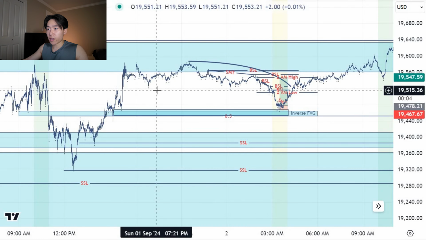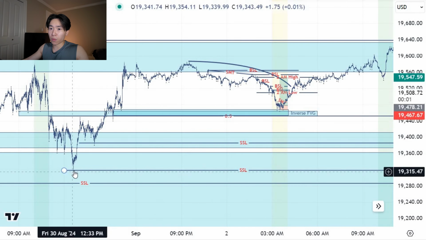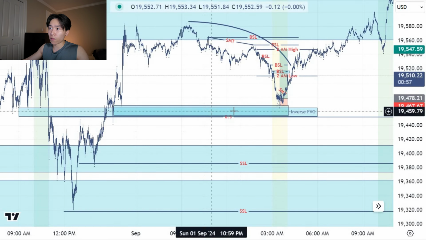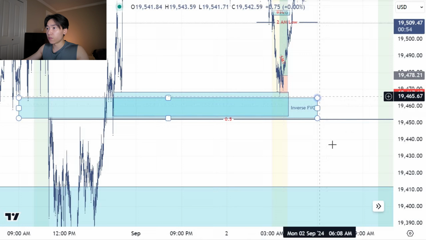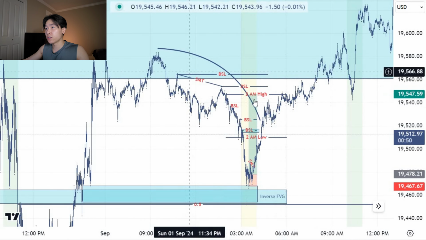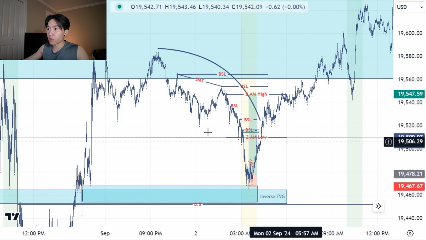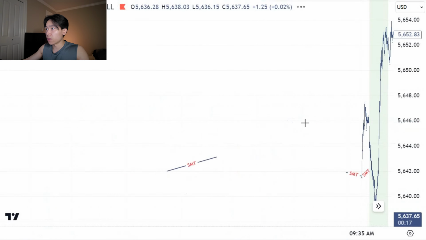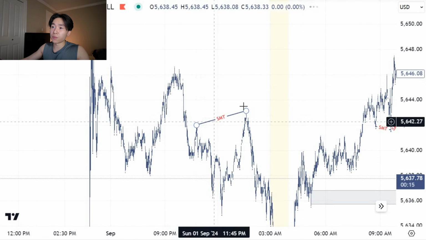Alright, so we're on the 1 minute time frame. I drew a Fibonacci from the bottom right here to the top. That's how we get this equilibrium area, which is the 0.5. Here we have an order block and an inverse fair value gap. So at this point, we mark out buy side liquidity, 2 a.m. high and 2 a.m. low. So here on NASDAQ, we have SMTs going down, and then on the S&P 500, we have SMTs going up.